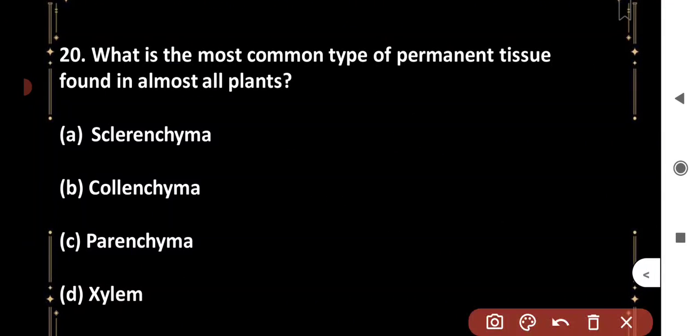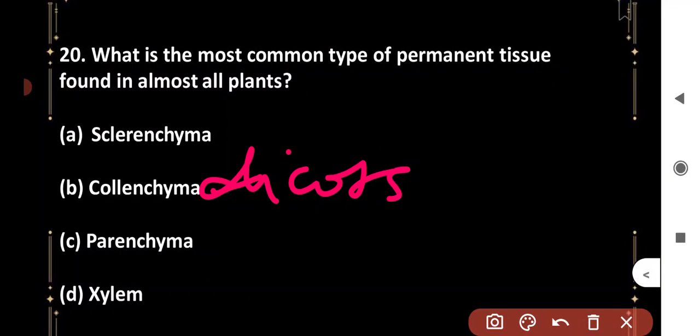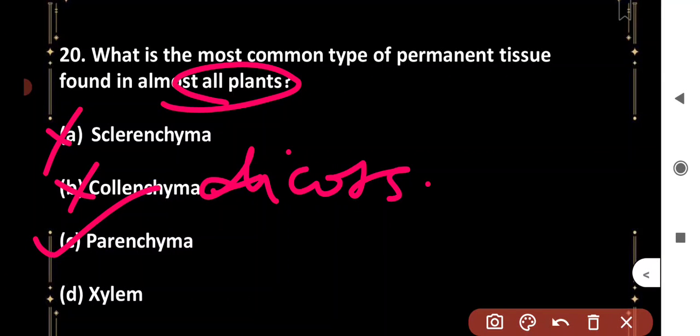Next question: what is the most common type of permanent tissue found in almost all plants? Eliminate the second option, since it is not found only in one group. Sclerenchyma is not that common. Parenchyma, yes. Parenchyma is the most common type of permanent tissue and is found in all plants.